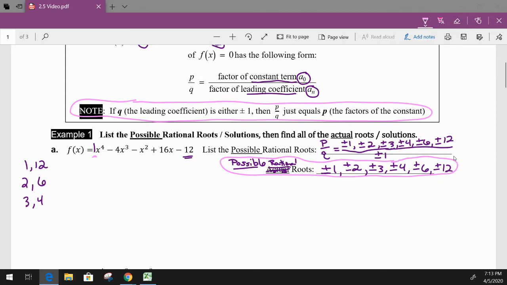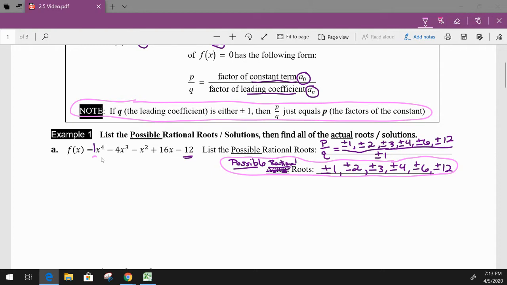All right, so now that we have our list, what do we do with it? Well, we are going to try to see if any of these numbers, so there's 2, 4, 6, 8, 10, 12, there's 12 different possible rational roots. And again, this does not represent all of the roots. But we need to figure out if any of these numbers are actual solutions to the equation when I set this polynomial equal to zero.